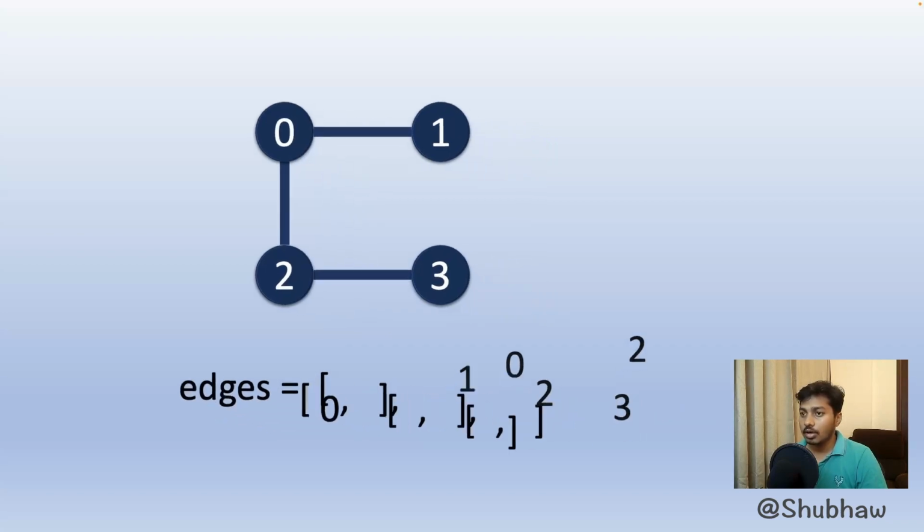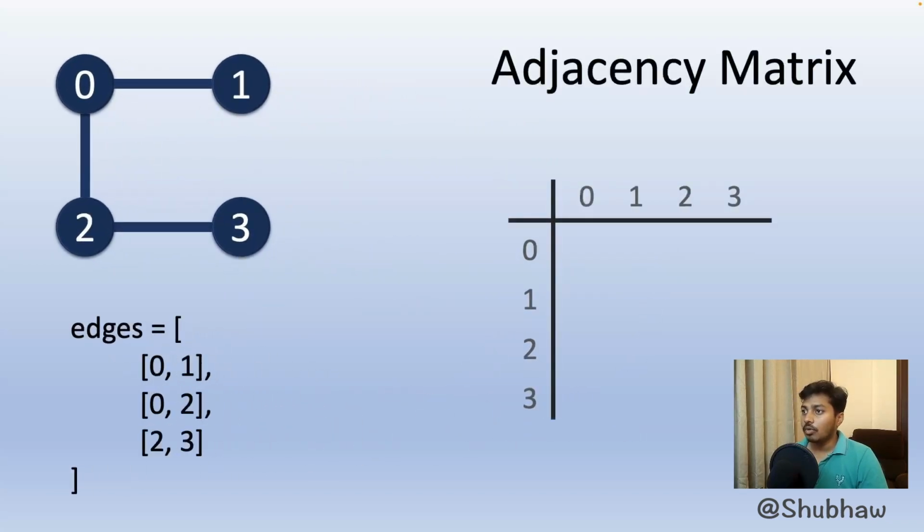So this is how our graph looks. Now what we have done is, for all the four vertices, we have created a blank matrix with all the four vertices on both the sides. So these rows will represent the starting vertex, and this will represent the ending vertex. So let's try to form this adjacency matrix for these edges and this number of vertices.